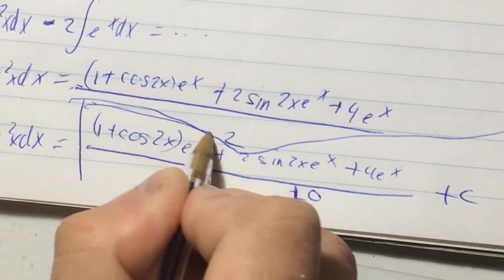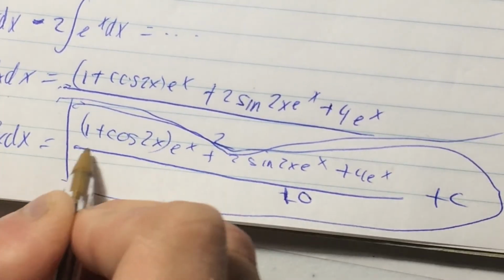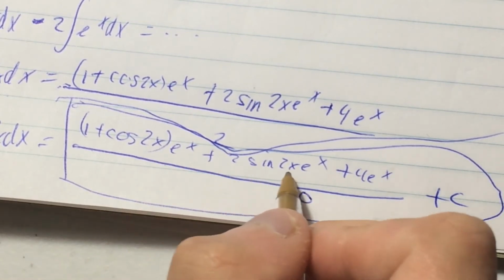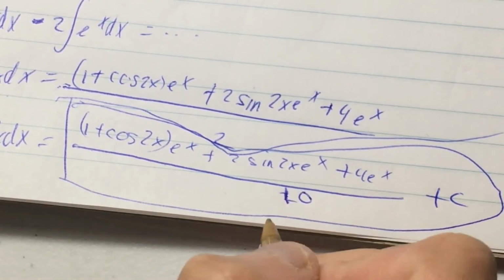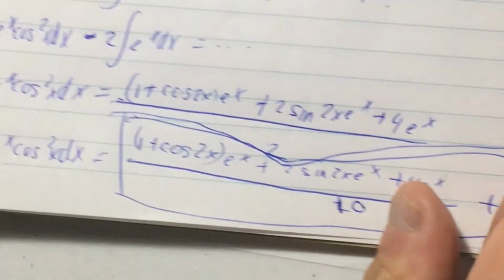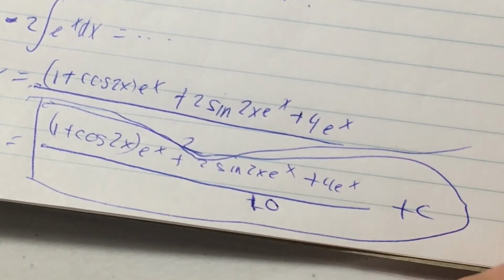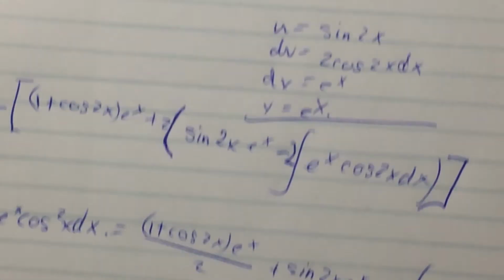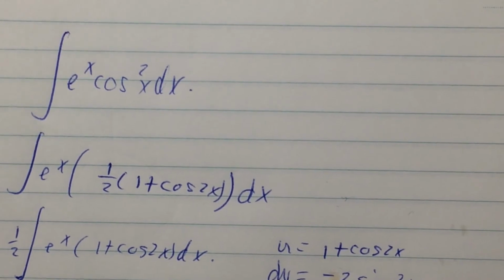So yeah, 1 plus cosine 2x e to the x plus 2 sine of 2x e to the x plus 4 e to the x all over 10 plus c. And that is so similar to the sine example. Anyway, that's the end of the problem. Sorry that's messy, but yeah, it took up an entire page, man. So that was the original problem.